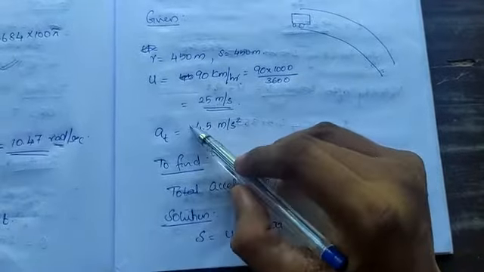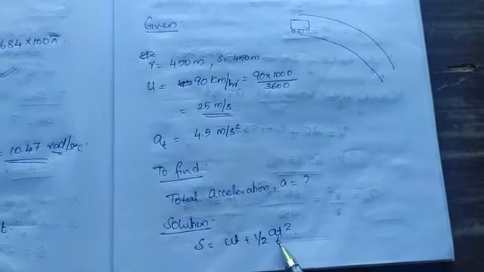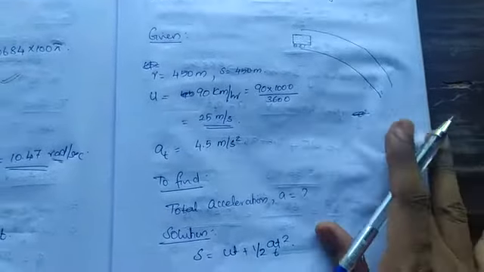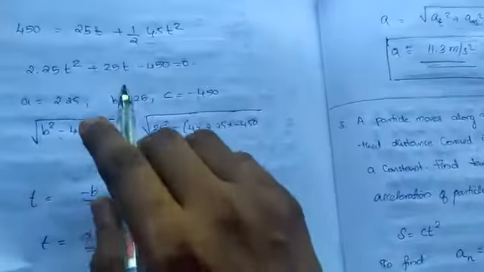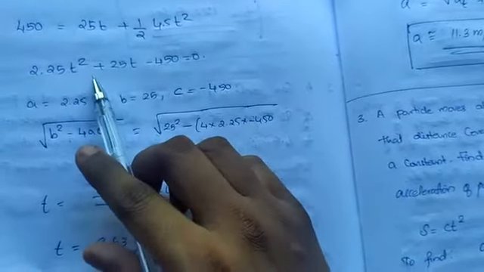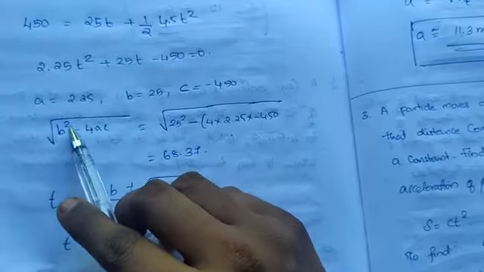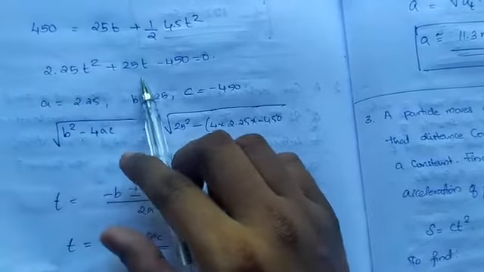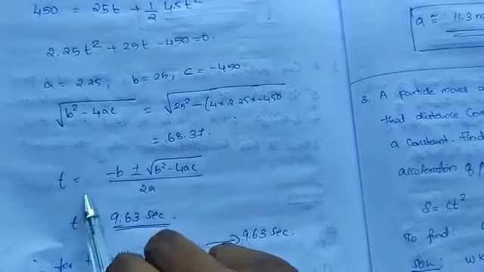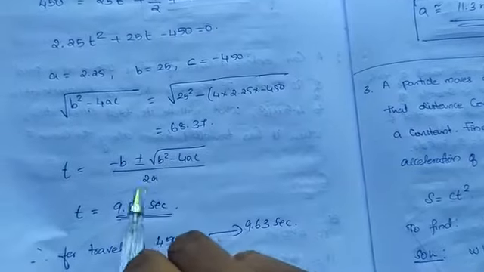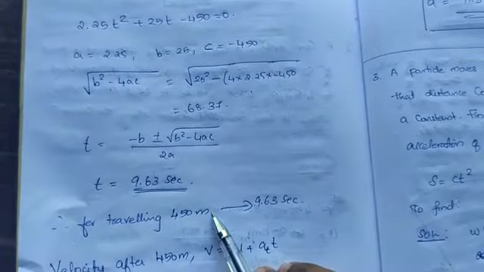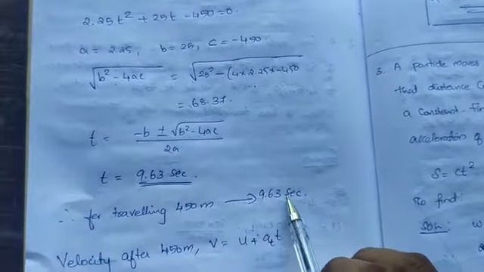Tangential acceleration, because you're moving along the curve. From this equation you will get an equation for t. In this equation you substitute the formula, t is equal to minus b plus or minus square root of b square minus 4ac, this is basic mathematics. You will get time as 9.63 seconds. So for traveling 450 meter, it takes 9.63 seconds, right?